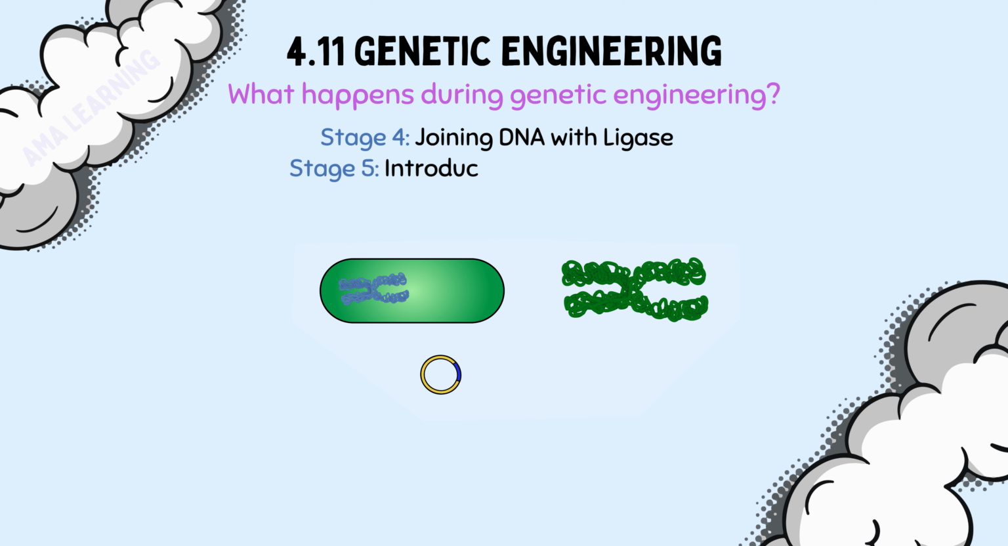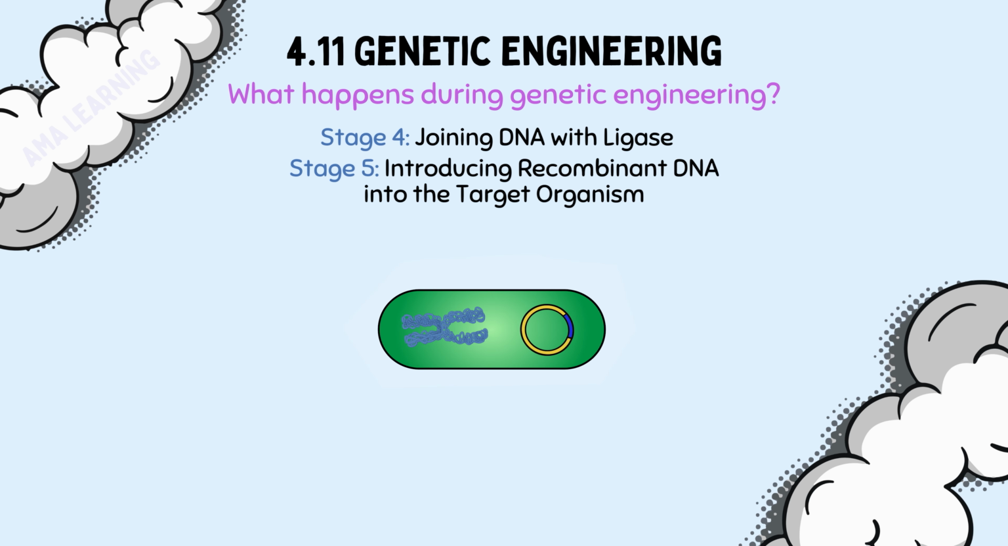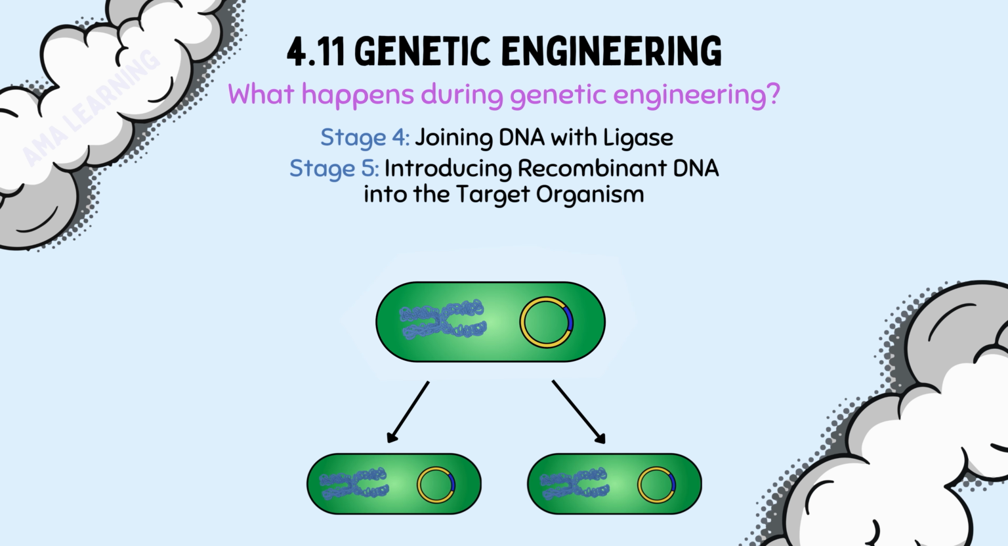Stage 5. Introducing recombinant DNA into the target organism. The recombinant plasmid is introduced into bacterial cells and can be added directly into plant cells too. These organisms then take up the recombinant DNA. For example, the plasmid carrying the insulin gene is inserted into a bacterial cell. The bacterial cell then produces insulin that can be extracted and used by diabetic patients.